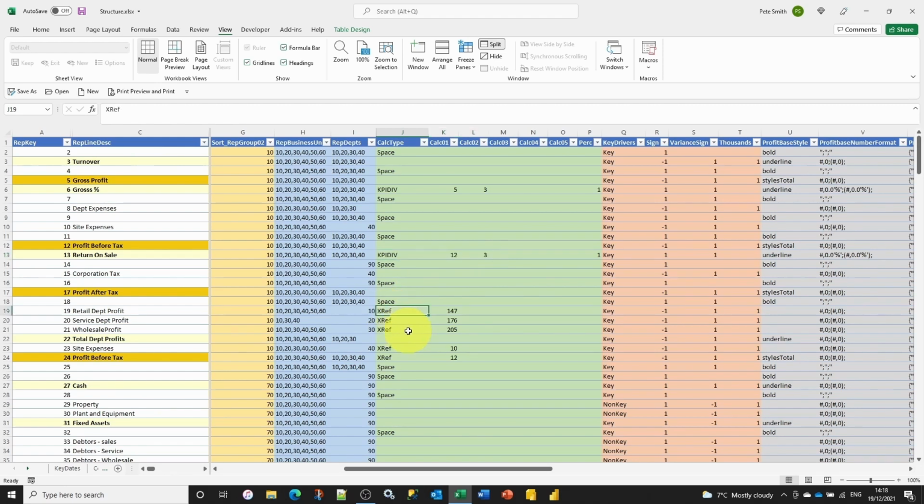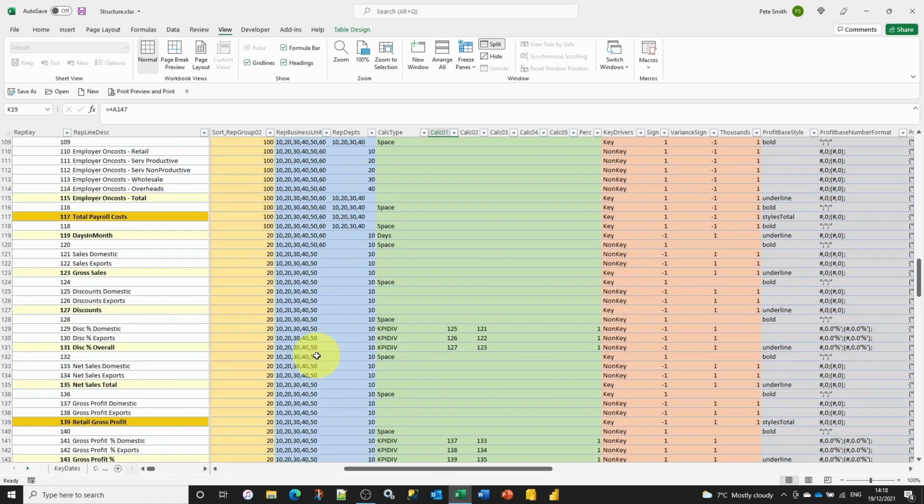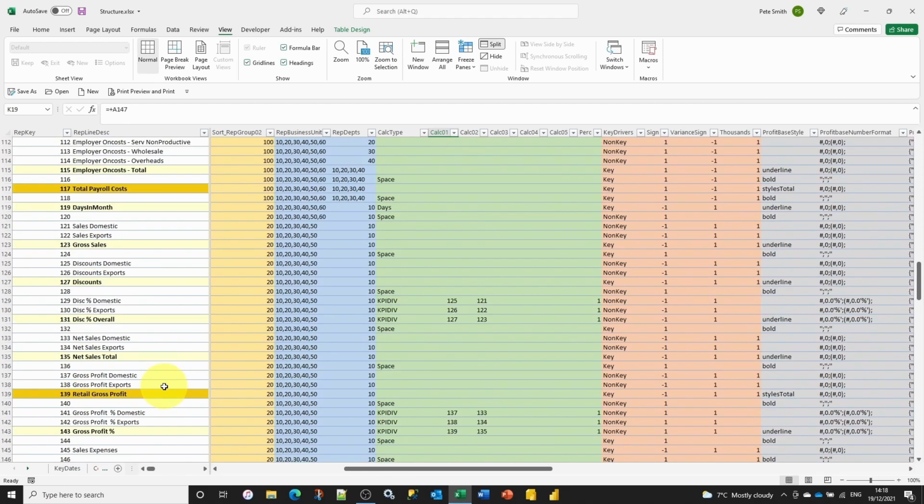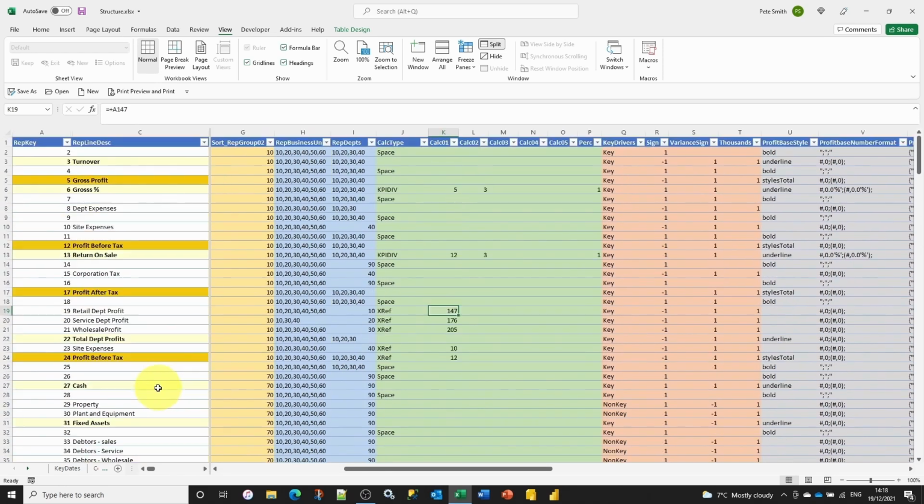There are lots of calculation types in the system. A cross-reference will just pick up the information out of row 147. If we scroll down to that, it is the detailed retail profit page, and it will pick those numbers up as a cross-reference and put them in there. That means we won't get too much data into the model. We only need to map a few things once, where we've got one total, and we can do some cross-referencing in here to help the thing forward.